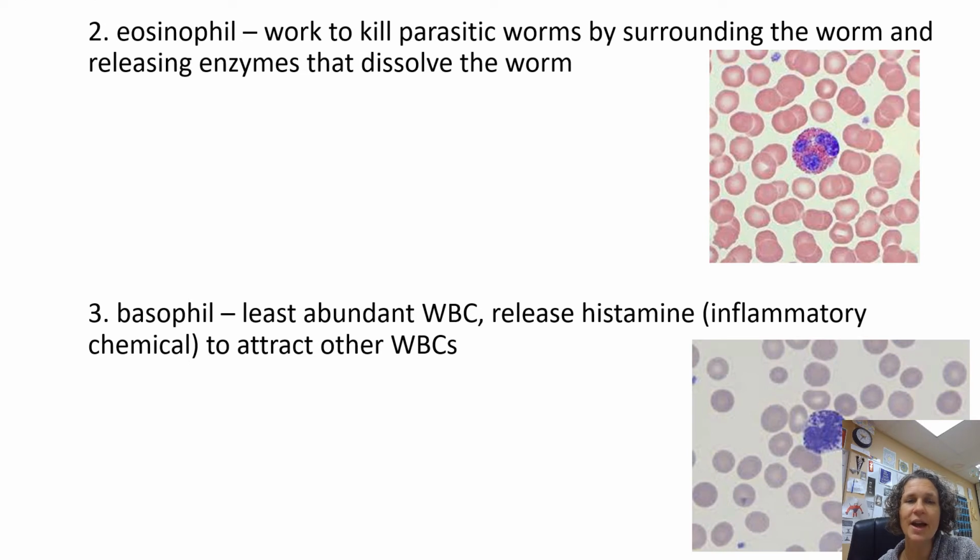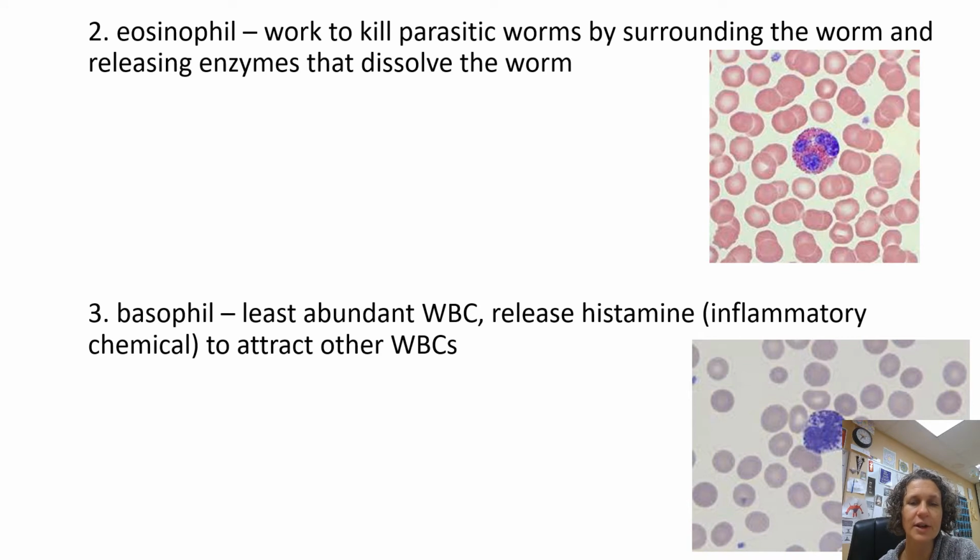All right, then we have the eosinophil. These work to kill parasitic worms, and they work in a similar way. They surround the worm and release enzymes that dissolve the worm, break it down, and it is gone. Depending on what country you live in, the levels of these vary greatly between people.